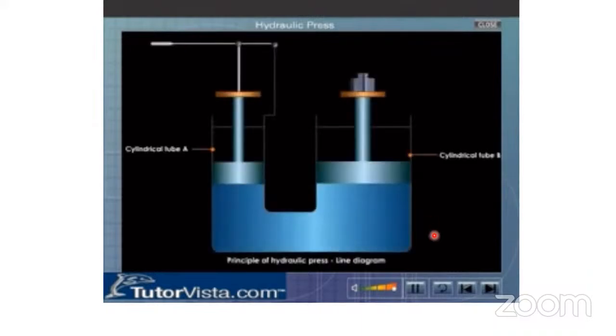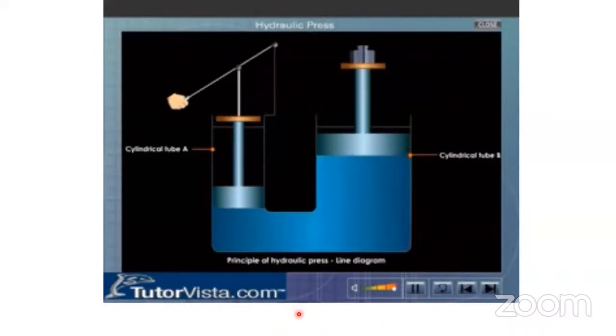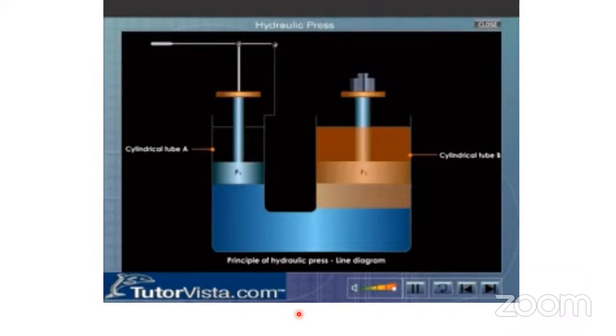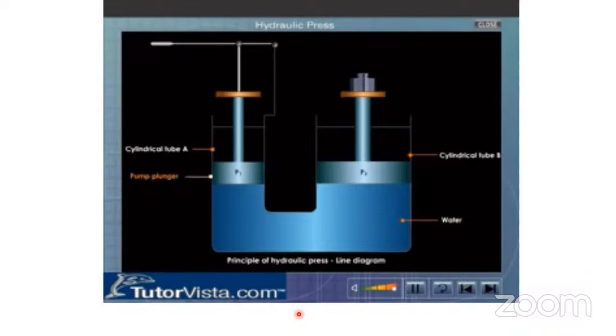In a hydraulic press, there are two cylindrical tubes, A and B, of unequal area of cross sections fitted with valves V1 and V2. These cylindrical tubes are connected at the bottom by means of a horizontal tube. These cylinders contain watertight pistons P1 and P2, which can slide up or down within the cylinder. Observe that the area of cross-section of B is greater than that of A. The tubes are filled with water in such a way that the level of water in both the tubes is equal. The smaller cylinder is called the pump plunger and the larger cylinder is called the press plunger.